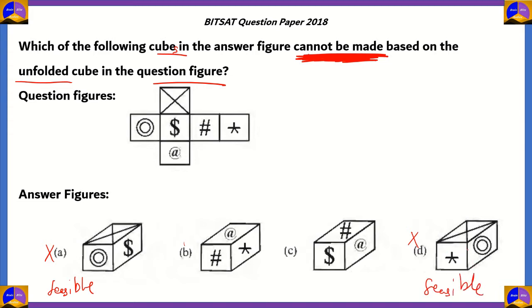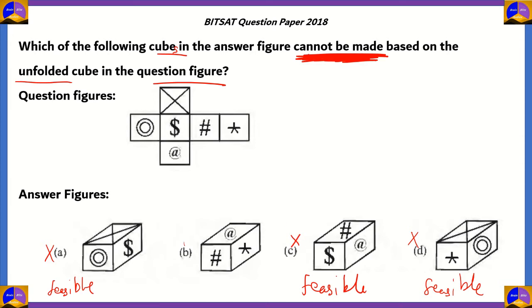Now, what about option 3? We have hashtag, dollar sign, and @. So as you can see, these 3 are close together. They are adjacent to each other, and when we just flip the cube in one particular direction, we can take the hashtag on top, and when we take the hashtag on top, the dollar sign comes right below it at the front, and the @ sign goes to the right. So therefore this cube is also feasible, so that means option C is incorrect.